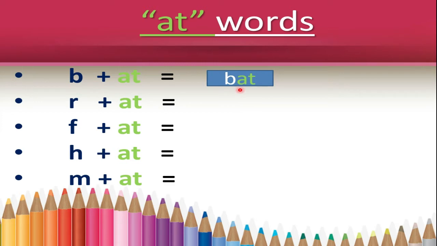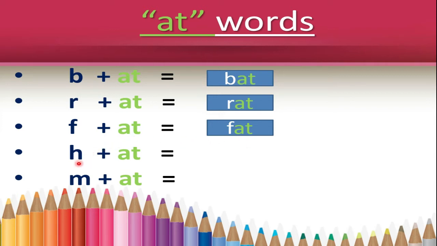Bat. B-A-T, bat. When we add R with A-T, it forms rat. R-A-T, rat. When we add F with A-T, it forms fat. F-A-T, fat.